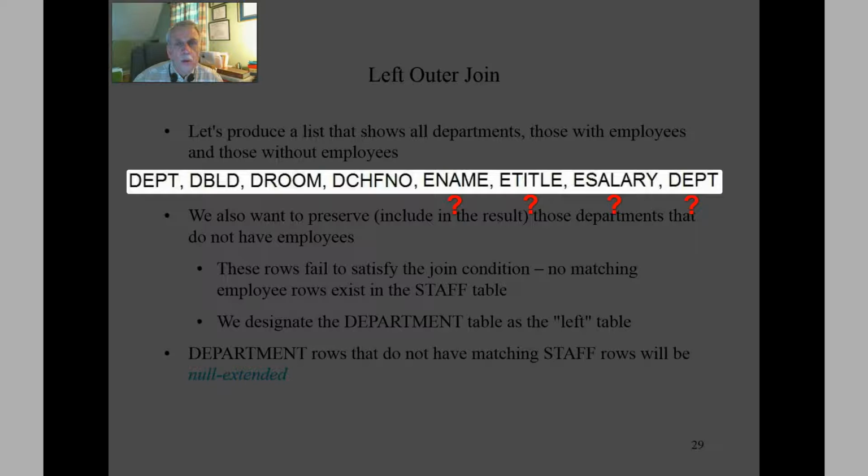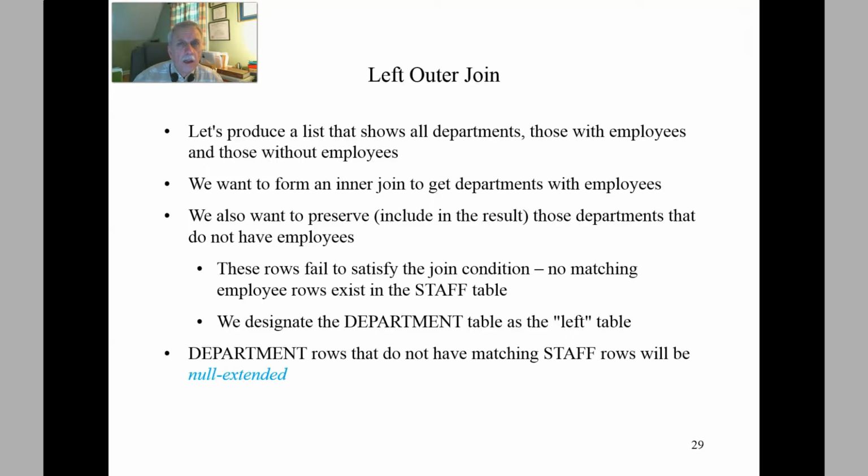If we think about it from the perspective that for those departments that don't have staff members, those staff columns don't apply, then it would seem logical to place null values in there because E name is not applicable, E title is not applicable, and so on. That's exactly what the system does. The system will concatenate the rows using columns from both staff and department, and for the table that cannot supply a matching row, null values will automatically be placed in those columns. These are referred to as null extended rows.